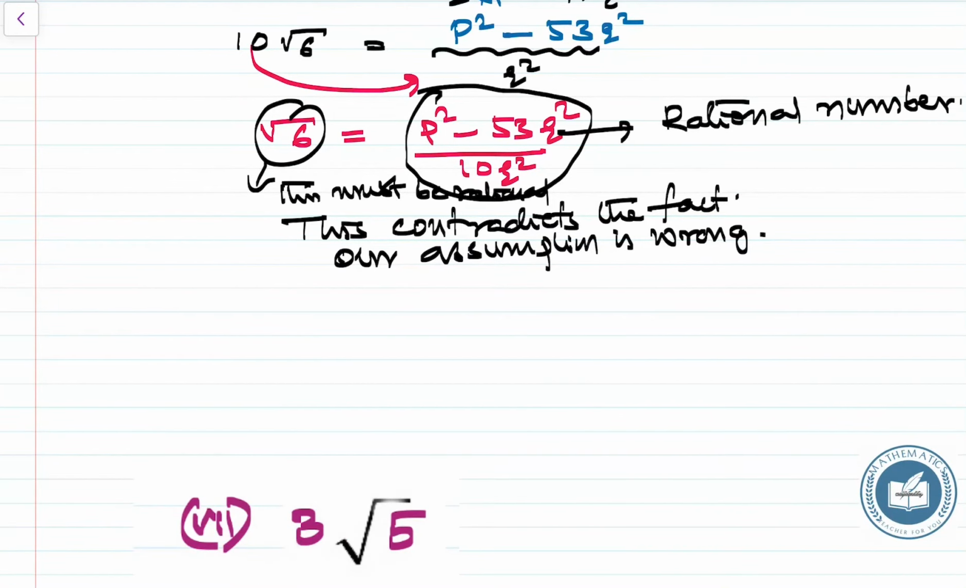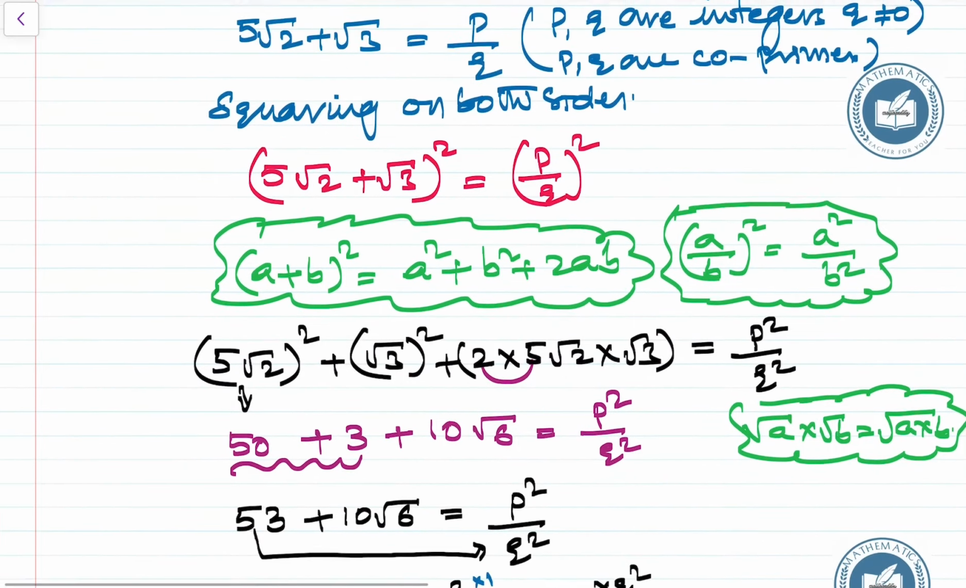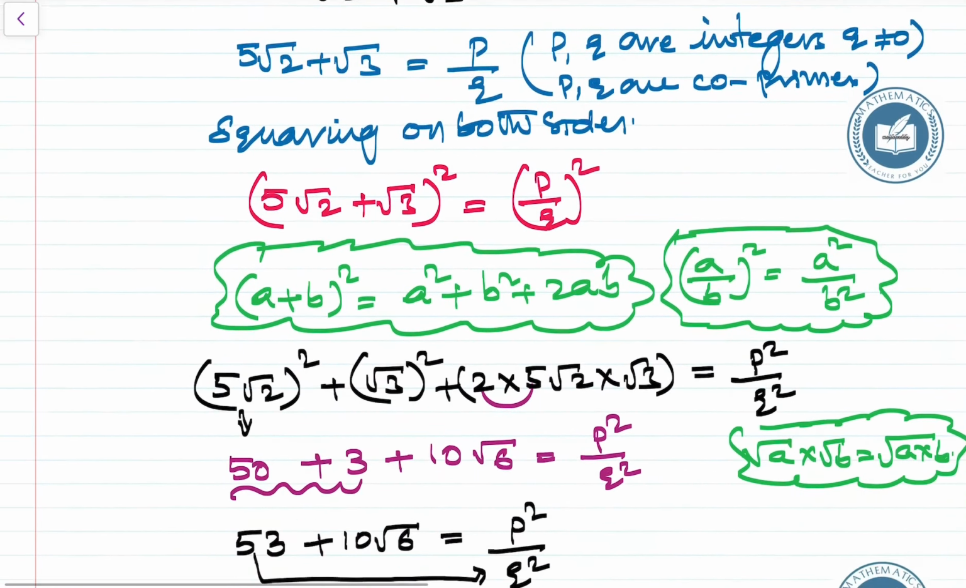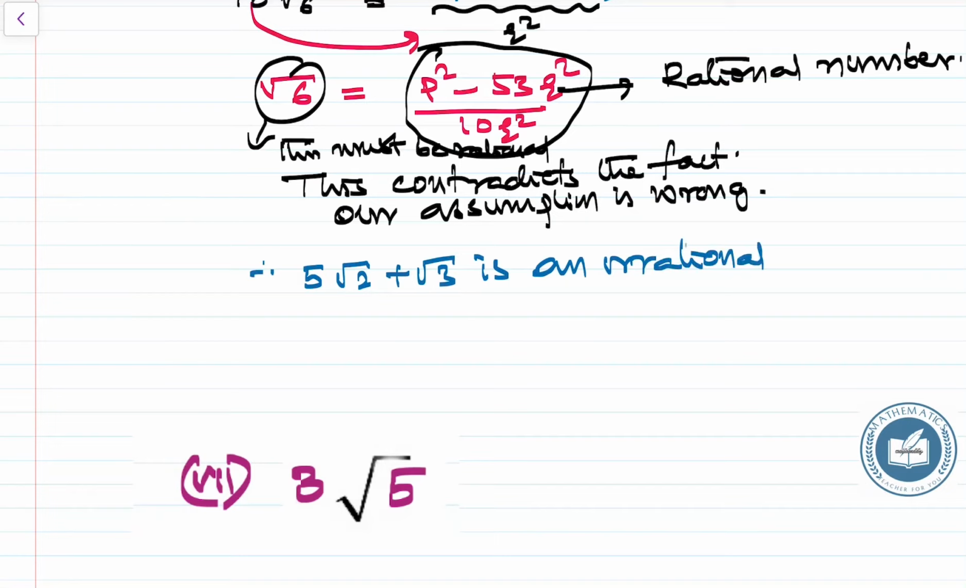So therefore we can say that 5 root 2 plus root 3 is an irrational number.